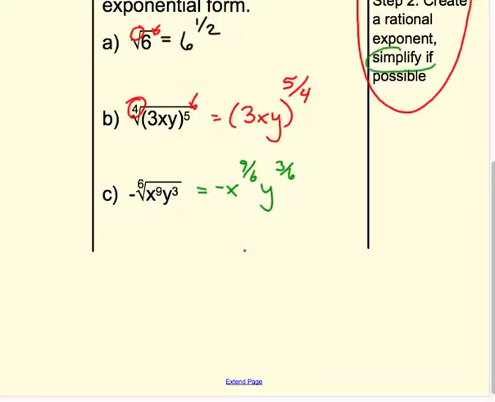Now, of course, we always simplify if possible. Well, both 9/6 and 3/6 can be simplified. So we've got dividing by 3, 3 over 2, and again dividing by 3, 1/2.